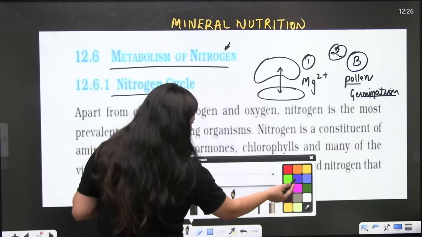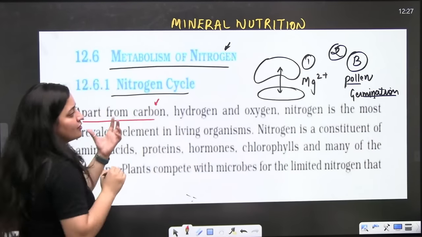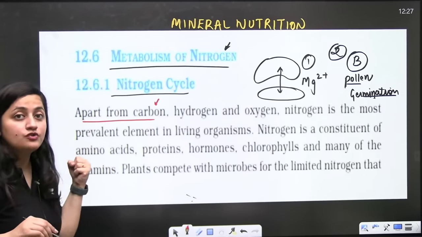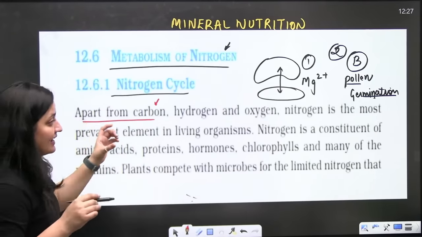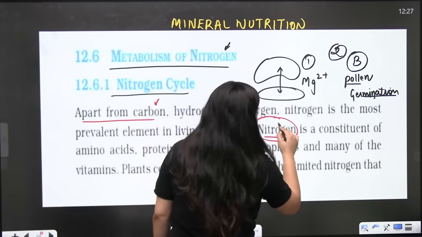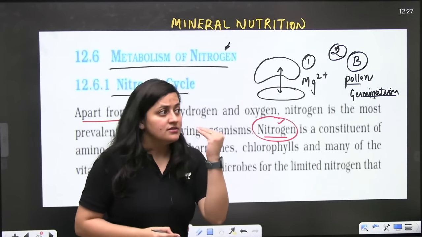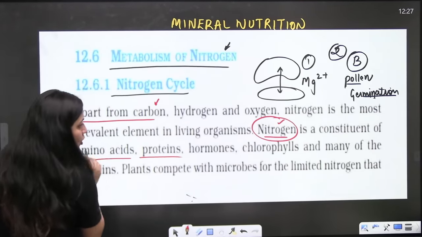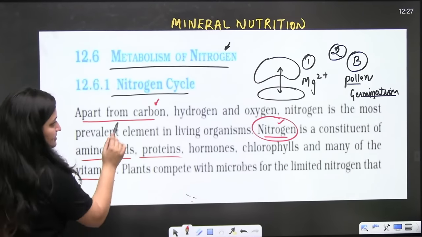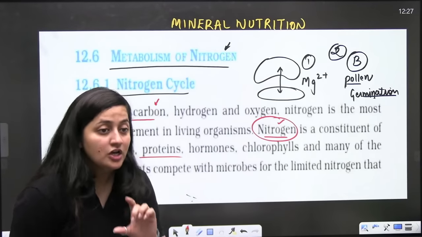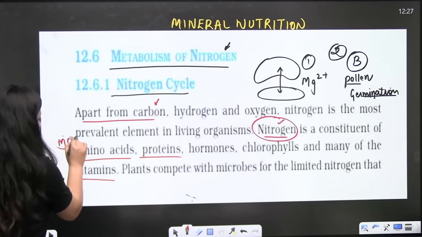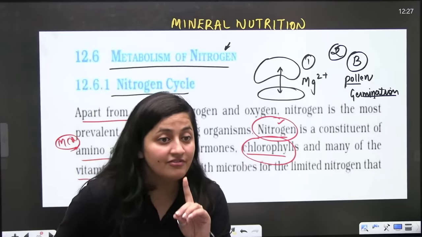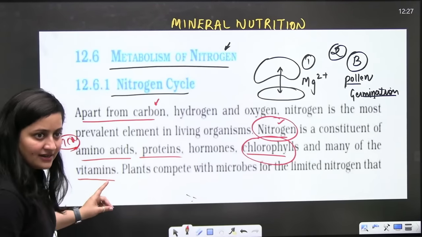Now let's discuss the nitrogen cycle. Apart from carbon, hydrogen and oxygen, nitrogen is very, very important. Nitrogen-rich soil is more fertile. Nitrogen is important for the synthesis of amino acids, proteins, nucleic acids, hormones, chlorophylls, and many vitamins. So an MCQ can come from this line. Even for chlorophyll, nitrogen is the main constituent. Is that clear?